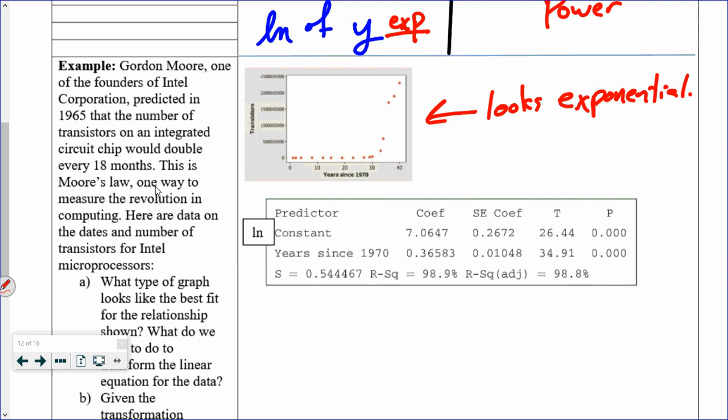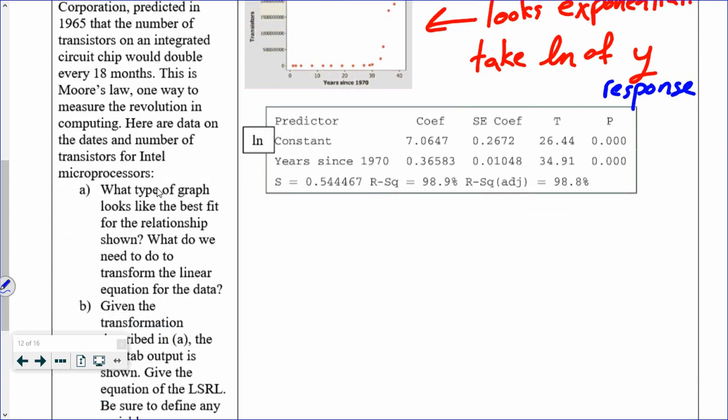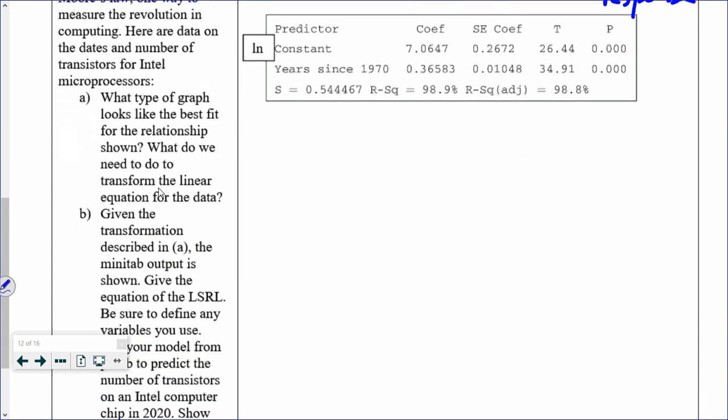We're going to need to take the logarithm of the response variable y. Remember, y is the response. So that's how we're going to achieve linearity. We're going to perform an exponential transformation. Given the transformation described in A, the Minitab output is shown.